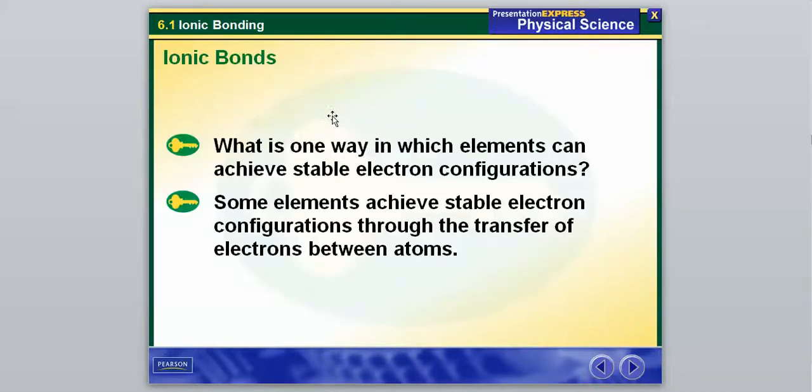So first, what is one way in which elements can achieve stable electron configurations? Some of them achieve stable electron configurations through the transfer of electrons between atoms. That's pretty simple, actually. If I'm almost stable, maybe I can grab one electron from another element and that'll make me stable. It might make them a little more stable too. So they could just transfer electrons between themselves.